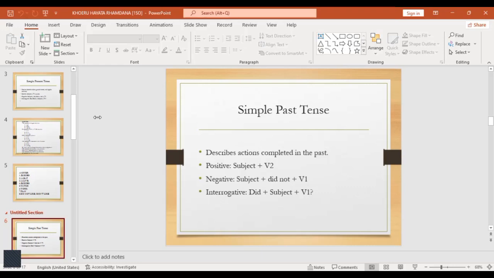It's important to note that we often use expressions that indicate the past, such as yesterday, last week, 2 days ago, in, and so on. For example, I graduated from high school last year. This helps us situate the action in the past.